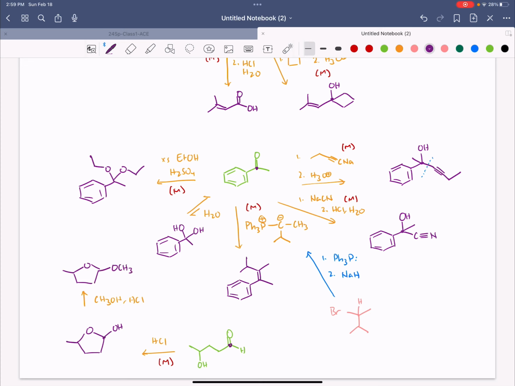Okay, you know this. It may not be obvious to you at first. You know why I say this? Because you know that this is an acetal. So how did that happen?